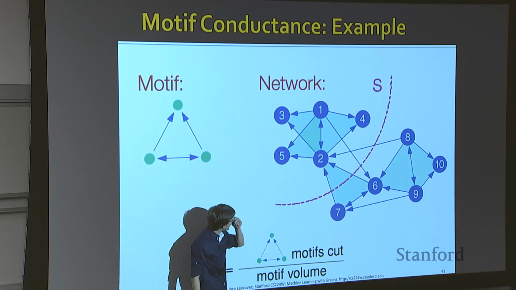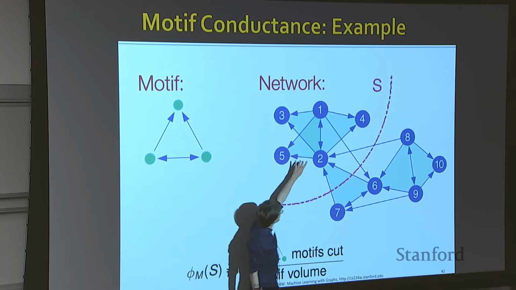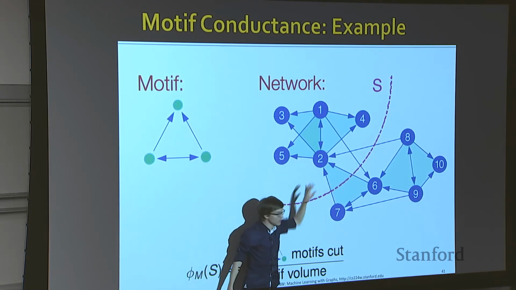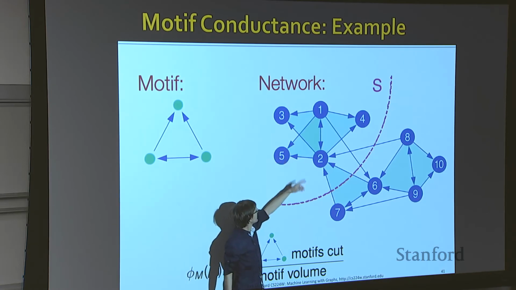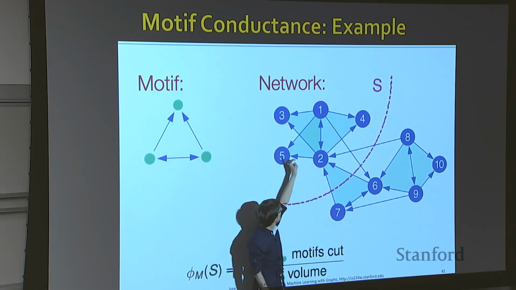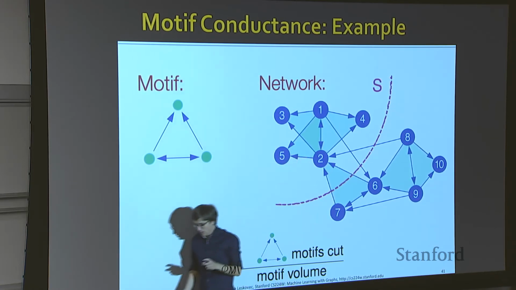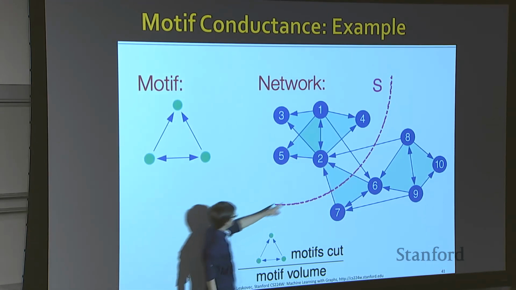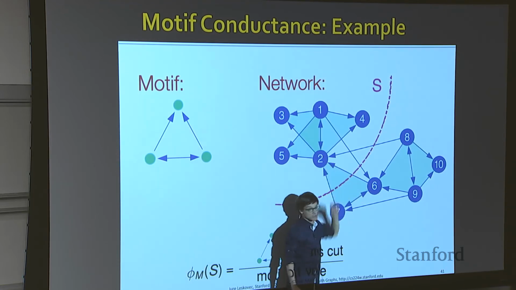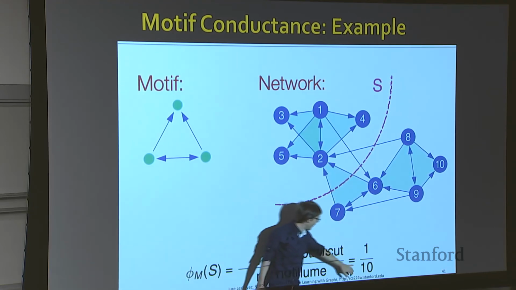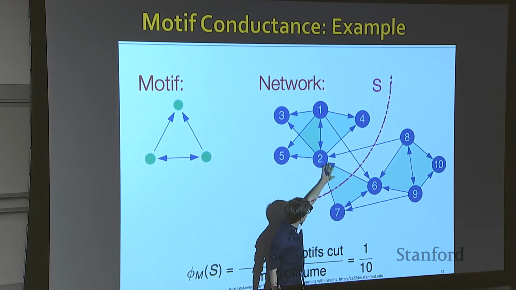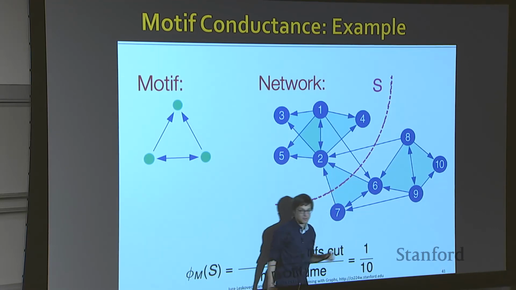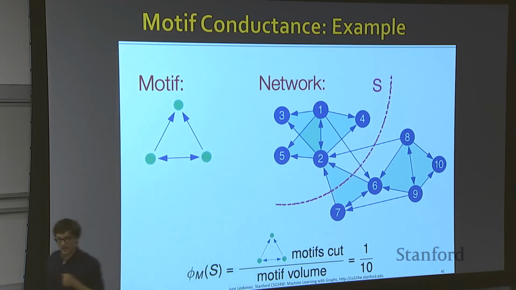And now what's the volume? The volume will be how many instances of the motif are on the side S. So it's 3 instances of the motif. Each instance has 3 nodes, so it will be 9 plus this node counted from this motif. So the motif volume will be 10, and the number of motifs cut equals 1 here. So the conductance is 1 over 10.